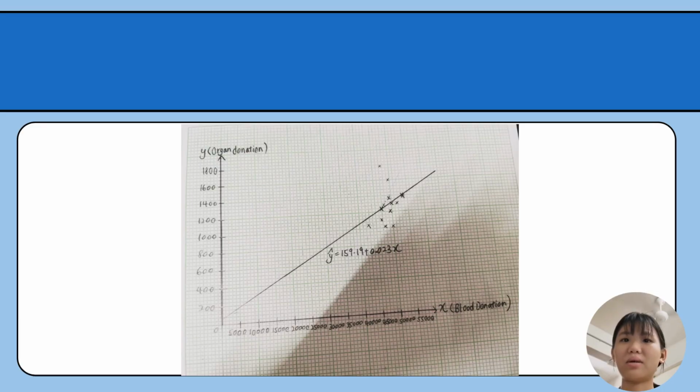Next, based on the simple linear regression calculation, two points are plotted, which are x equals 46,867, y equals 1,237.13, and x equals 53,711, y equals 1,394.54. These two points are connected into a straight line.